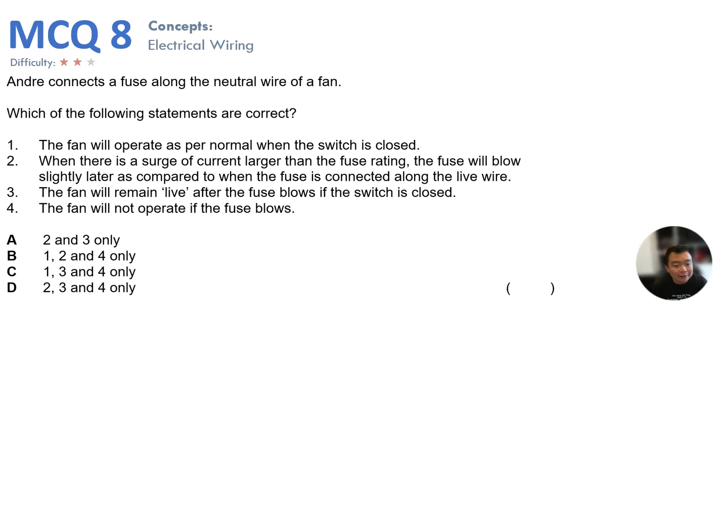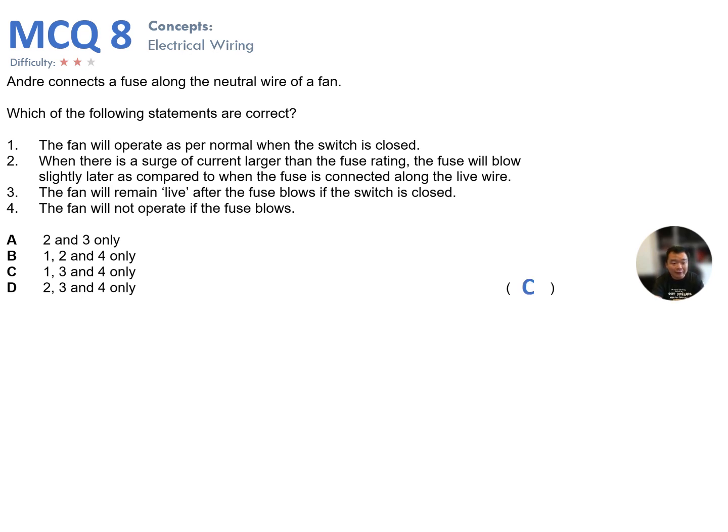This is a question on electrical wiring and the position of the fuse. And you must know that a fuse is always placed on the live wire. So if we put the fuse on the neutral wire, what would be the implications? So the answer to this question is C.